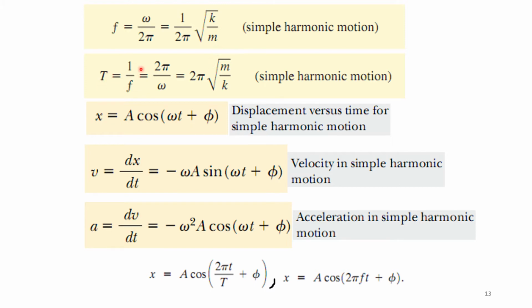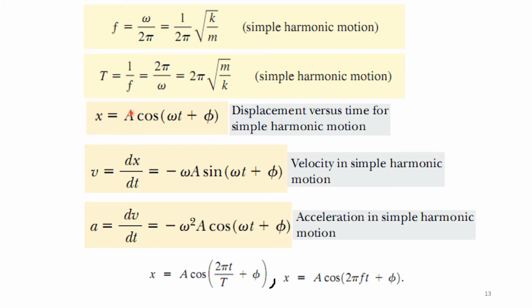And the period, which is equal to the inverse of the frequency, equals 2 pi over omega, which is equal to 2 pi times the square root of m over k. Then displacement is a function of time, x equals a cosine omega t plus phi. And the velocity in simple harmonic motion, which is the first derivative of position with respect to time, equals minus omega a sine omega t plus phi.